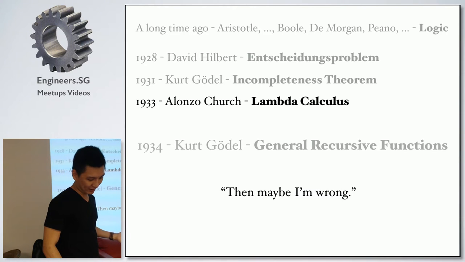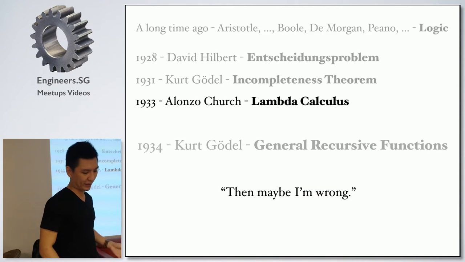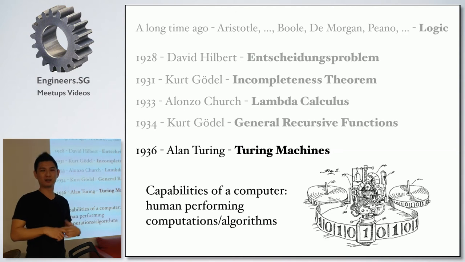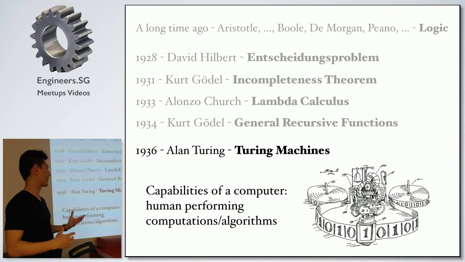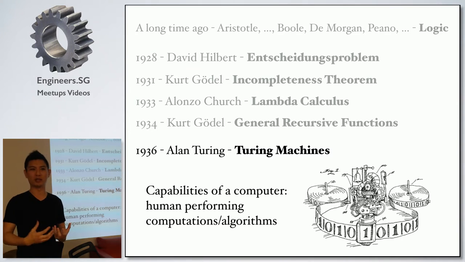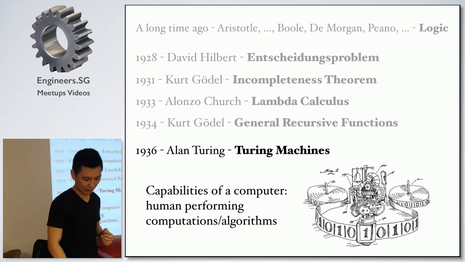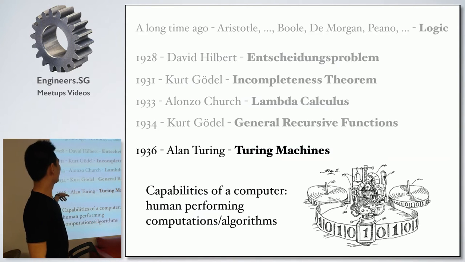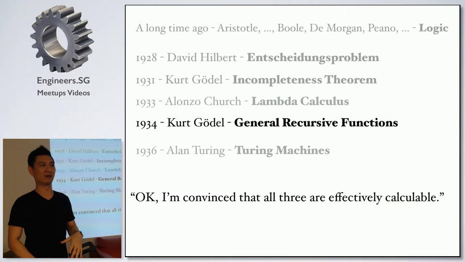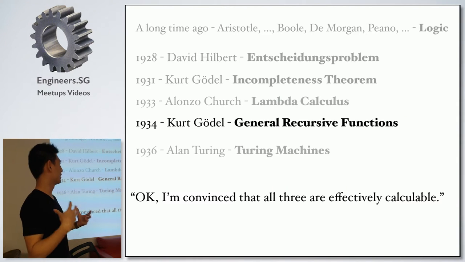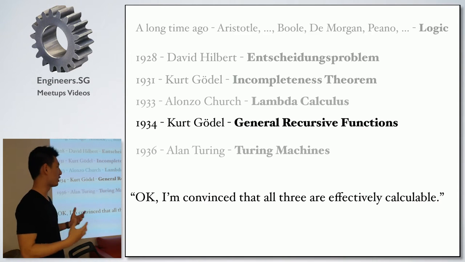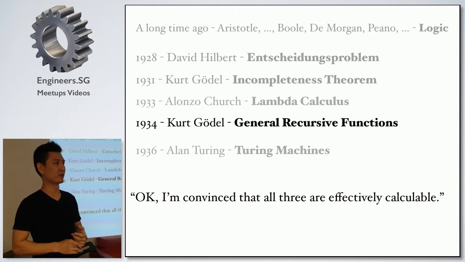But anyway, a while after all this was happening, Alan Turing came in with Turing machines. Most people know what Turing machines are, but this is the de facto way of representing a computer and how you do computations on a tape. When Alan Turing came with Turing machines, Gödel finally got convinced that maybe all three of our systems are the same. We could use any one of them to represent computations.